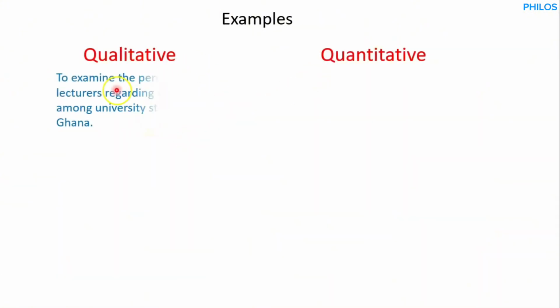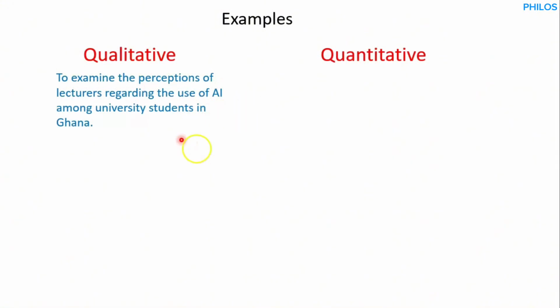Let's say your objective is to examine the perceptions of lecturers regarding the use of artificial intelligence among university students in Ghana. So you are examining their perceptions. So you are going to interview them and collect words, okay, textual data, textual information from them. So that is qualitative. Is that clear? You want to examine their perceptions about something. So it's qualitative. It's going to follow a qualitative approach.